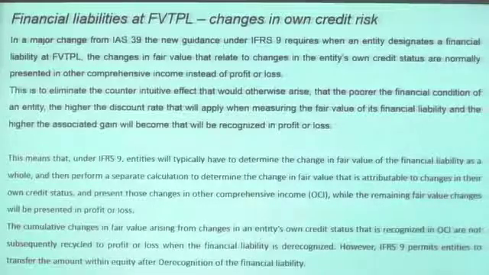In a major change from IAS 39, the new guidance in IFRS 9 requires, when an entity designates a financial liability at fair value through P&L, that... what we are going to learn here will be applied only in the fair value through P&L category. This new topic is a subtopic under financial liability, but will only apply for the fair value through P&L category. Is that clear? Right. The changes in fair value that relate to changes in the entity's own credit status are normally presented in other comprehensive income instead of P&L.